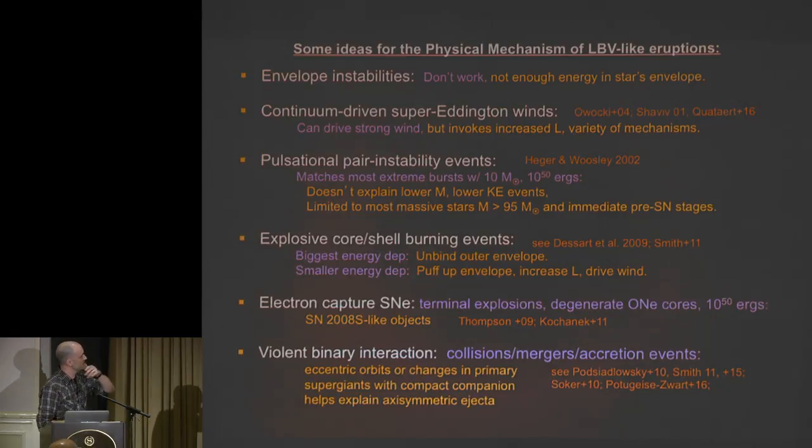So then for a long time there's been these pulsational pair instability events, and in a lot of ways those are really interesting because they're the only model that was ever predicted that can actually do what something like Eta Carinae did, eject 10 solar masses with 10 to the 50 ergs. The problem with these is that we expect them in most cases to be shortly before the supernova, shortly before core collapse. And a lot of LBVs are surrounded by 20 solar mass shells that are 20,000 years old. So this is actually a good model for some of the pre-supernova outbursts that cause type IIn supernovae, but not for a lot of the LBV eruptions.